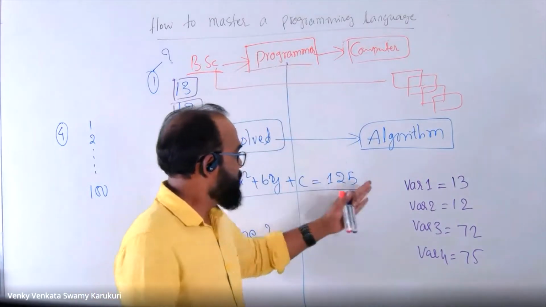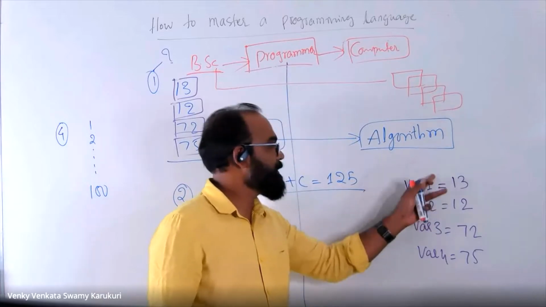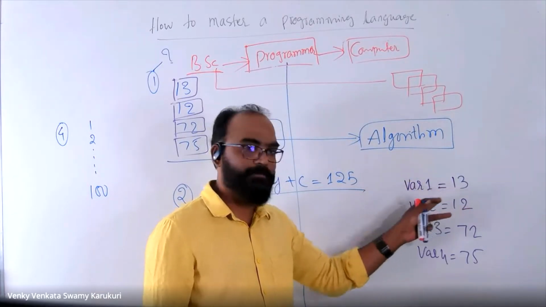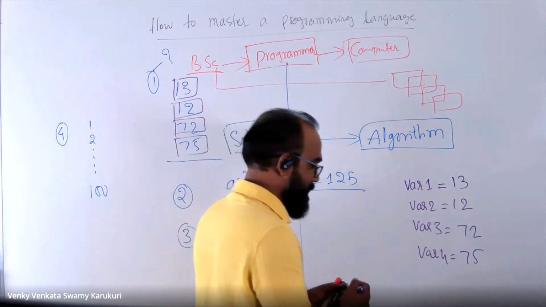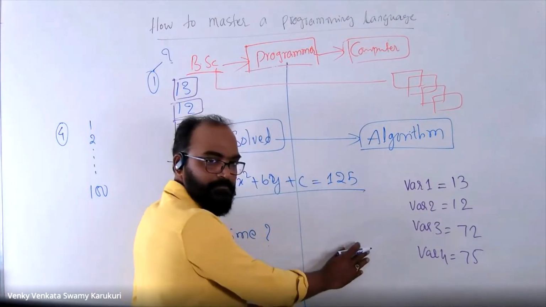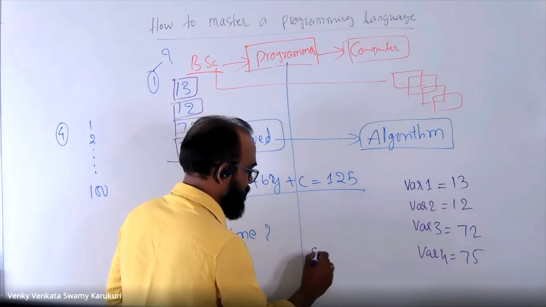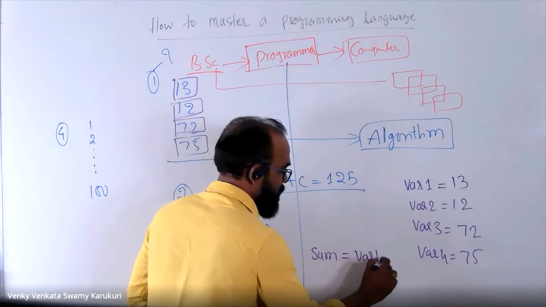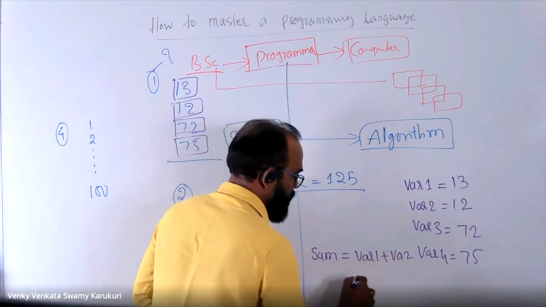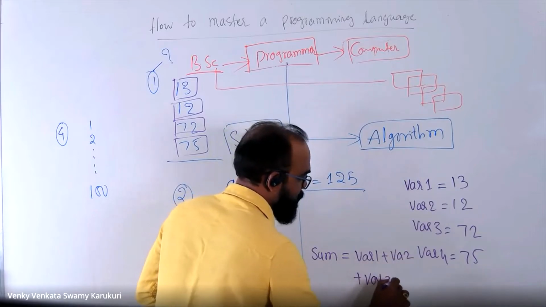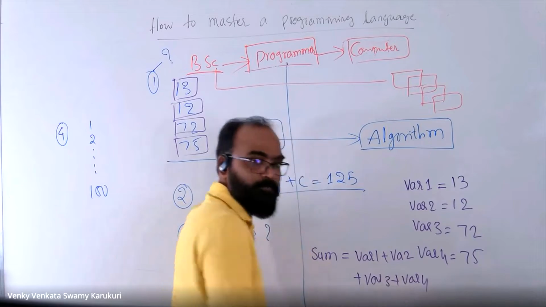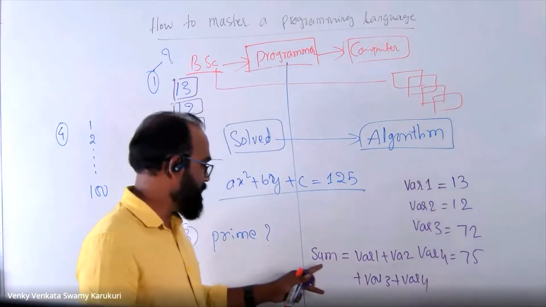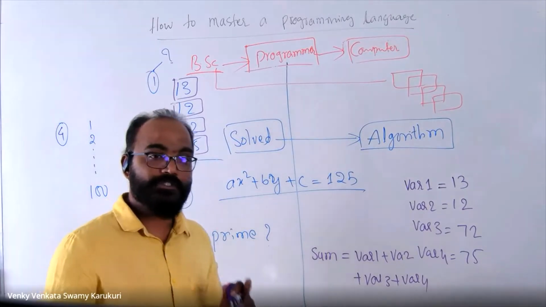Right? So variable one, this is the space you need. These are the variables. You need variables to store numbers. Now you know what the algorithm is. What is the algorithm? You need a sum. Finally, you need sum. So sum is equal to variable 1 plus variable 2 plus variable 3 plus variable 4. Got it? So all these numbers are added and the solution is added into sum.